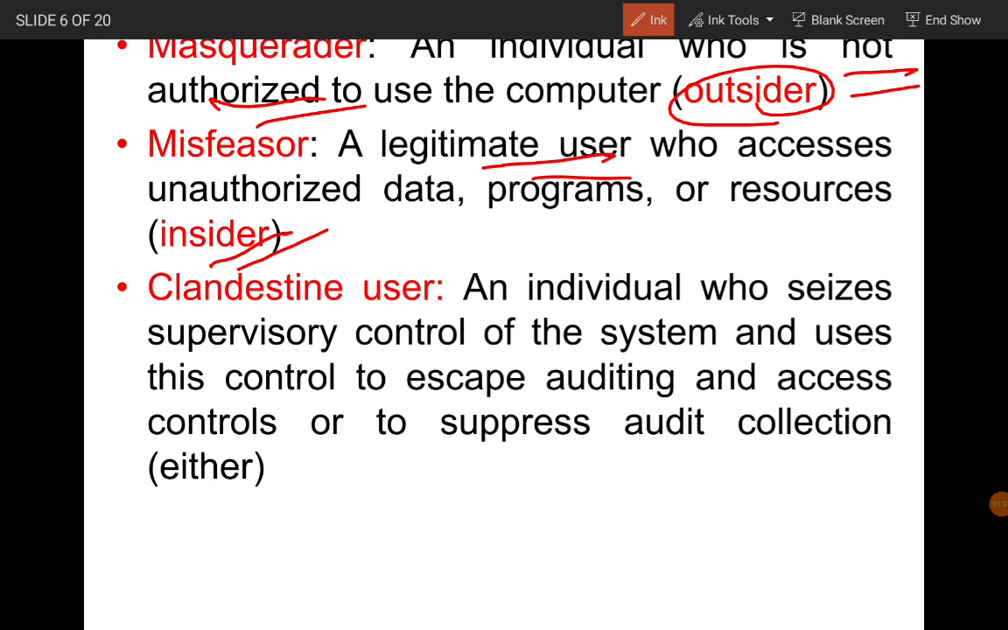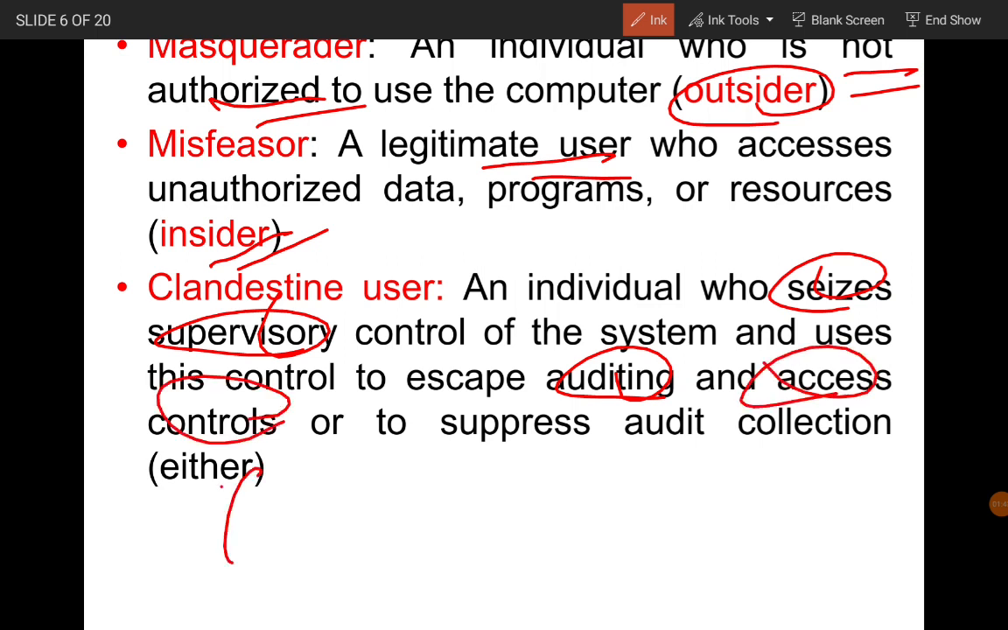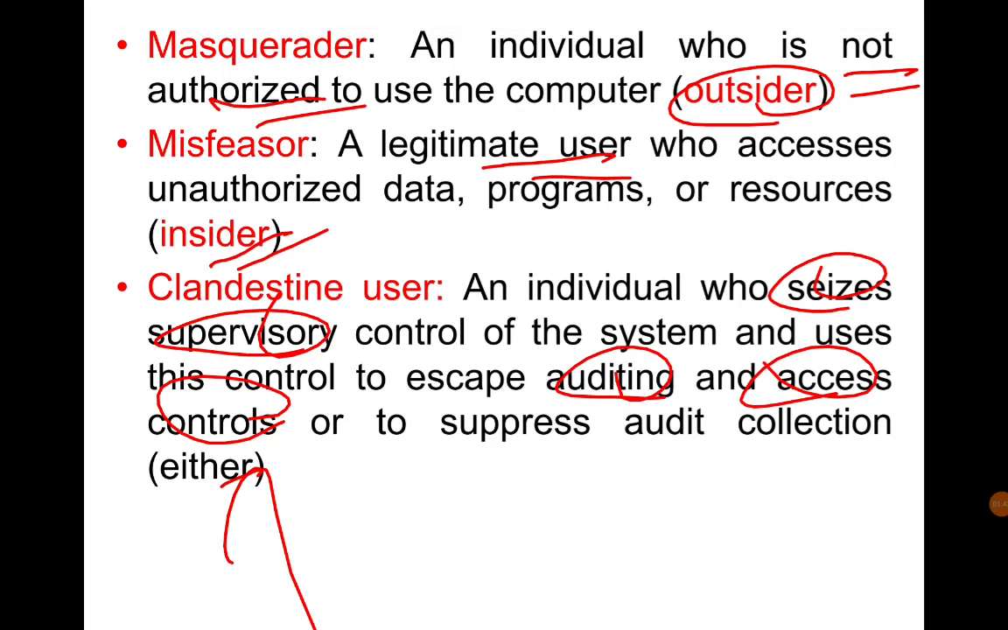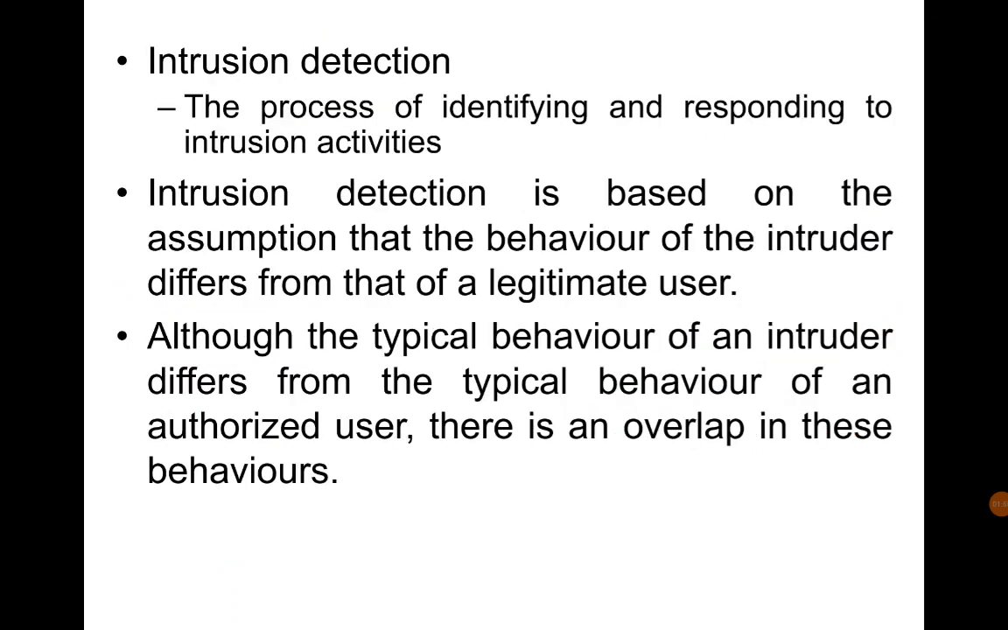Clandestine user. He is an individual who seizes the supervisory control. By using this control, he accesses the system, but still he escapes from auditing and other access control. So he may be from inside or he may be from outside of the organization.